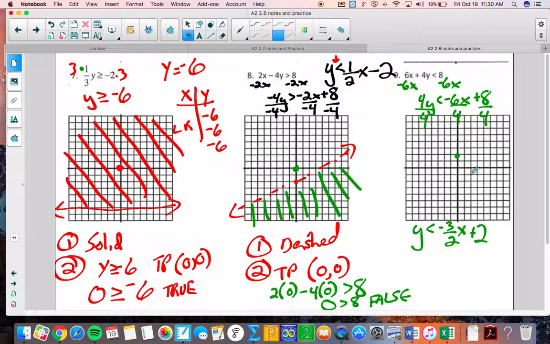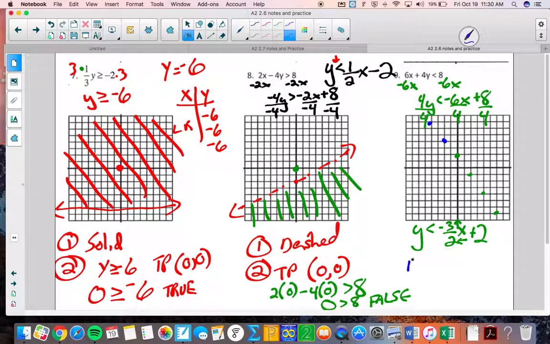Down 3, right 2. Rinse and repeat. And then switch directions, go up 3 and left 2. When I say switch, I just mean instead of falling 3, I'm going up 3. Instead of going right 2, I'm going left 2. That gets me this blue dot right there. See how it's in line with the other ones?